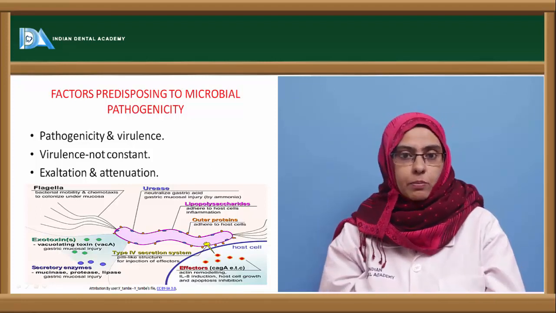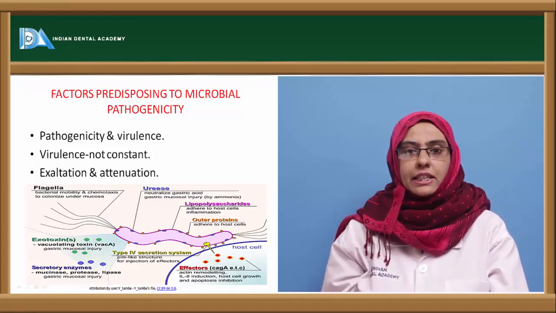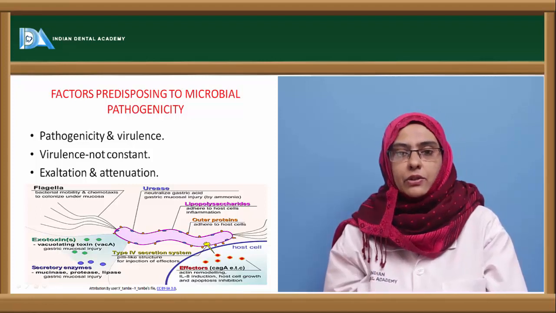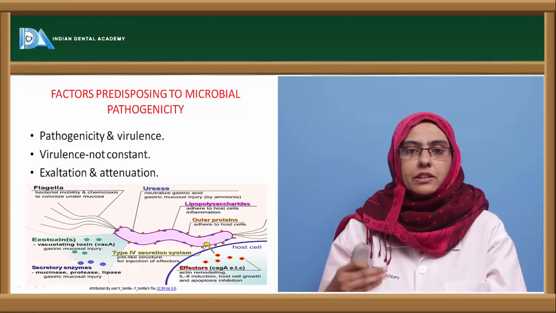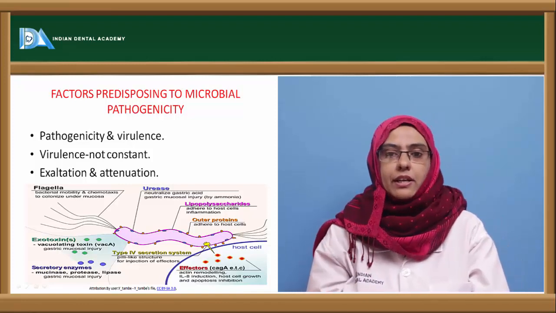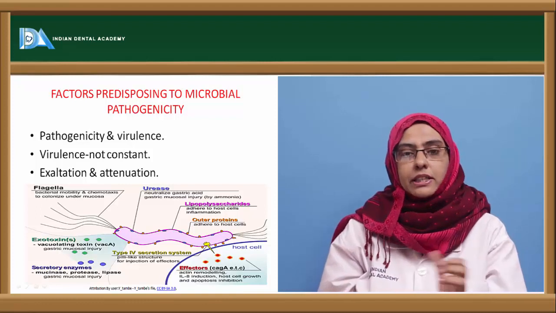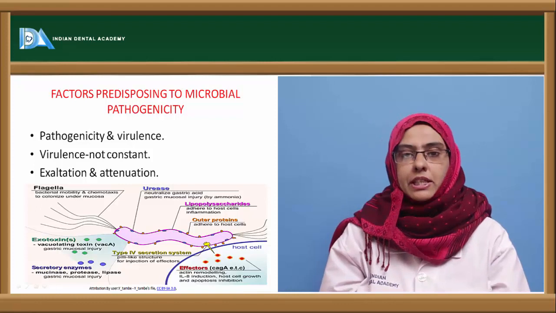And the opposite of exaltation is attenuation, where there is a decrease in the virulence of that particular organism. So an organism becomes attenuated when it is continuously transferred or subcultured on a media that is not suitable for that particular environment. And you can change the physical environment also to make the organism attenuated, and it is the attenuated strains that are mostly used for immunization purposes.